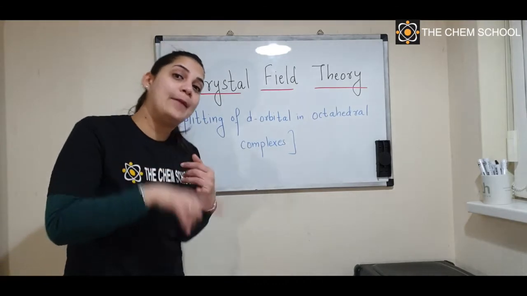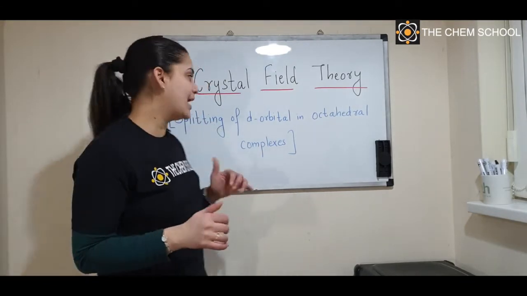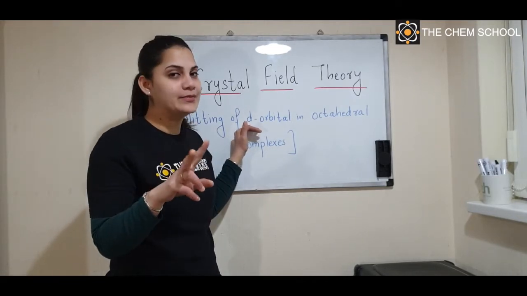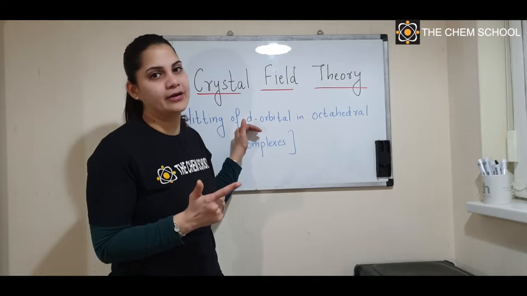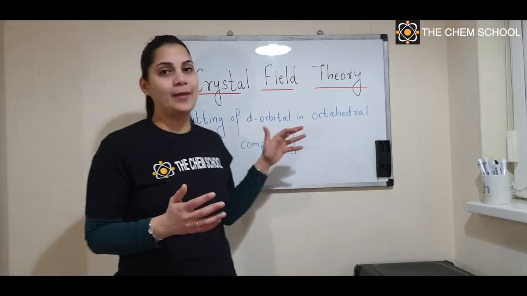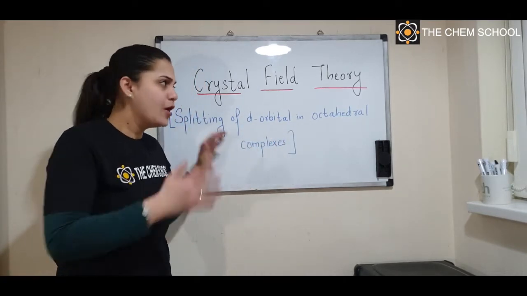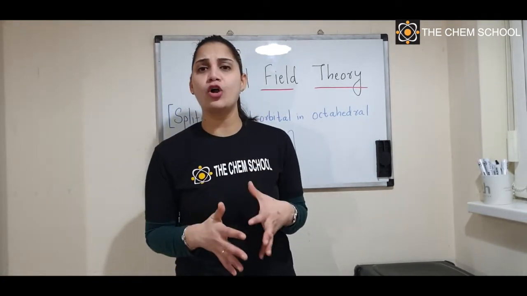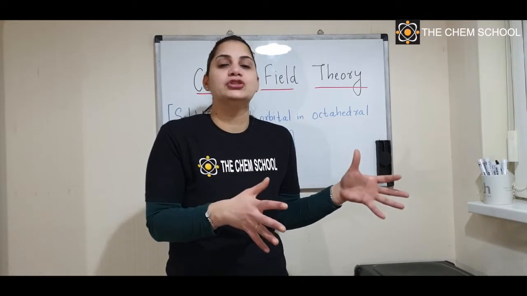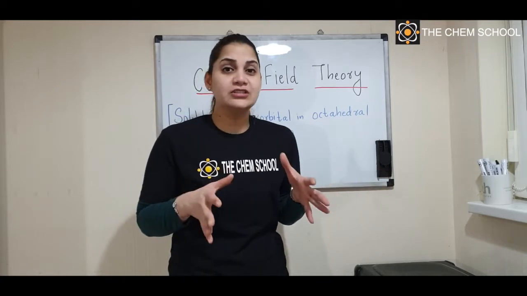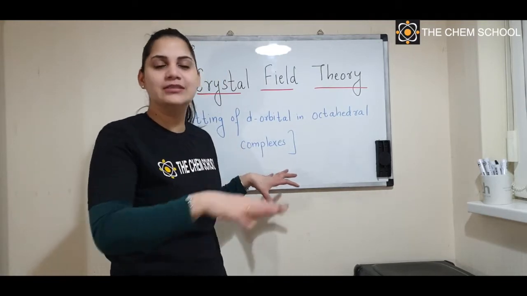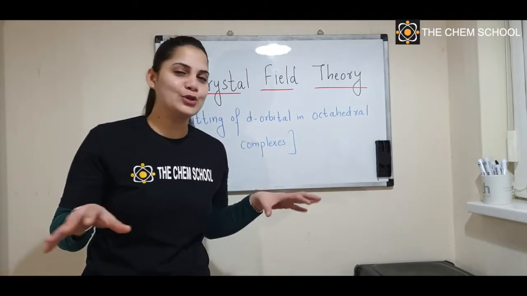First, we are going to do the application of crystal field theory, and that is the splitting of d orbitals. The splitting of d orbitals will be of two types, that is, in octahedral complexes and tetrahedral complexes. To start with, let's understand the splitting of d orbitals in octahedral complexes. Once you understand this, then we'll talk about the spectrochemical series, and after that we'll talk about the salient features of crystal field theory. So this is the route that we are going to take for understanding this concept, and trust me, it's very simple. So let's get started.